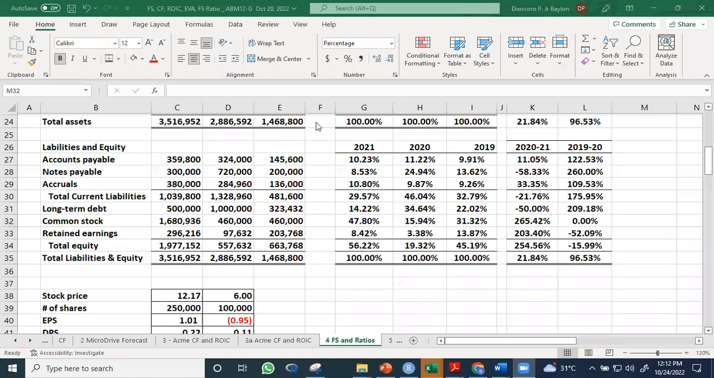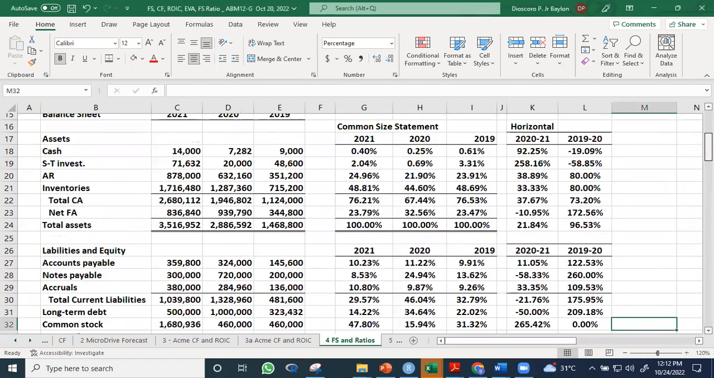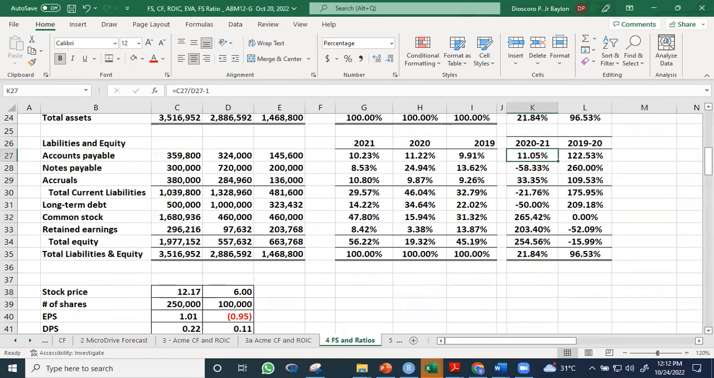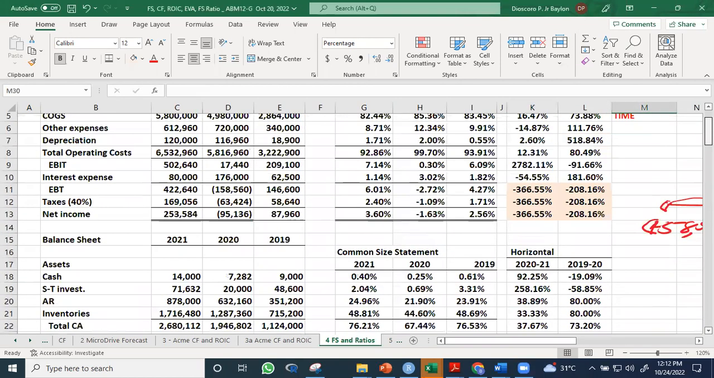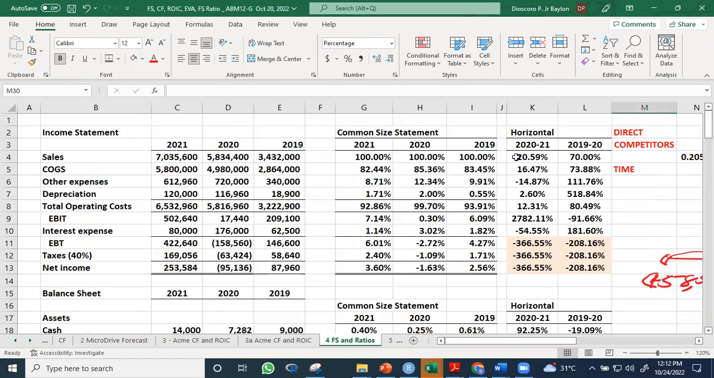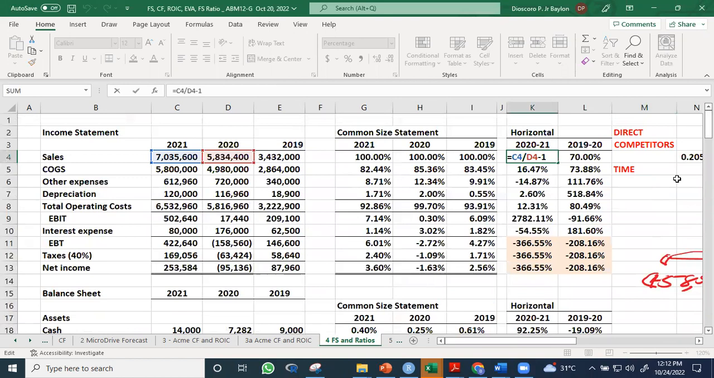Paano po ulit nakuha yung horizontal? Para wala ng formula dito. Ano ba yung formula dito sa taas? Sorry. Sa income statement, ano ba yung formula? Sa horizontal class, pare-pareho yung formula niyan. Yan, di ba? Yung horizontal is always the current divided by the previous minus 1. So the same.